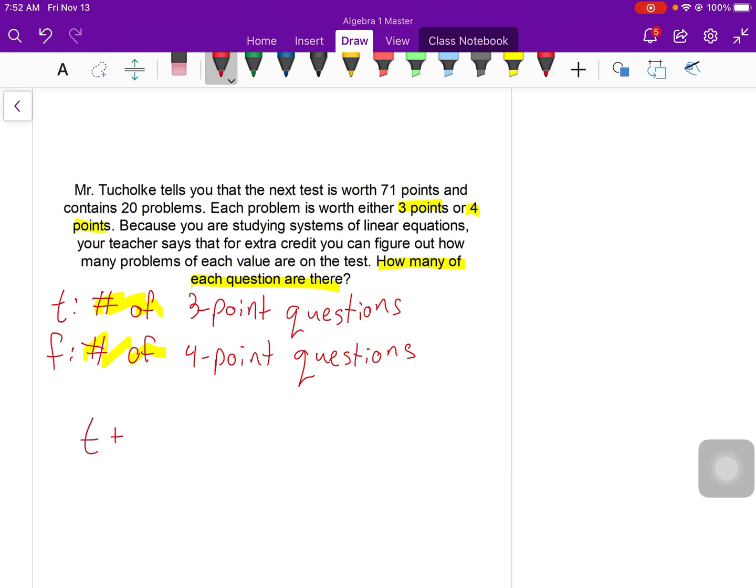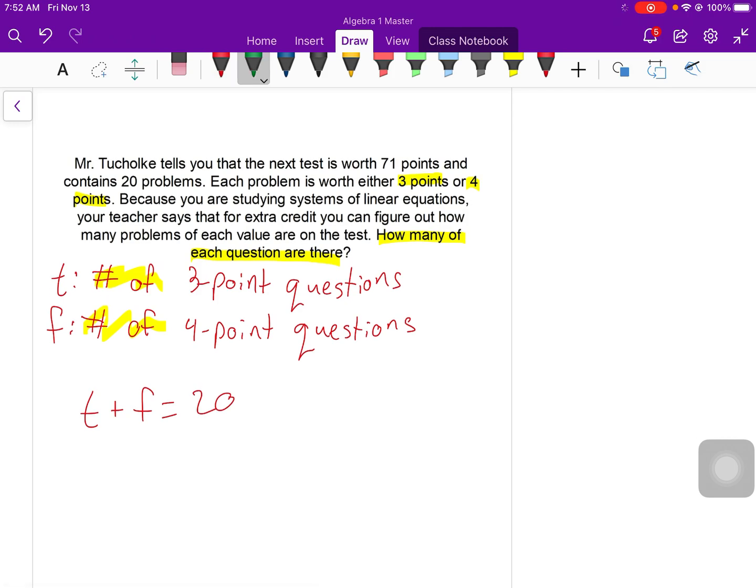All right, so number of these types of questions. If I add them together, that's how many total questions there are: T + F = 20. Then I'm going to take the value of that thing times the number of that thing. So the value of a 3-point question is 3 points times there's T of those 3-point questions, plus 4, that's the value of a 4-point question, times F, that's how many 4-point questions there are. And there's a total of 71 points. All right, that's the pattern that's happening. It's pretty much add the two variables together and set it equal to something, and then take what each variable is representing, like the number of that thing times its value, times its worth.